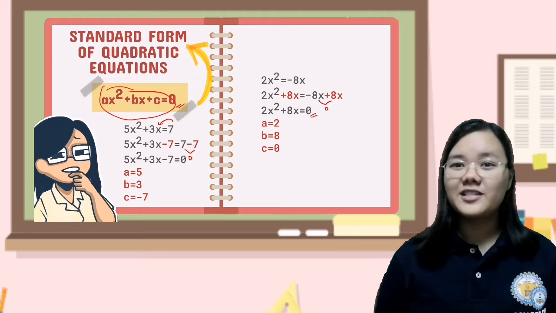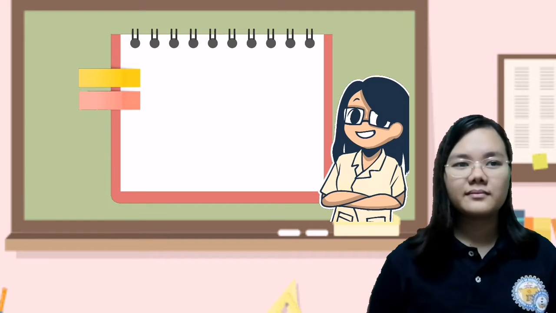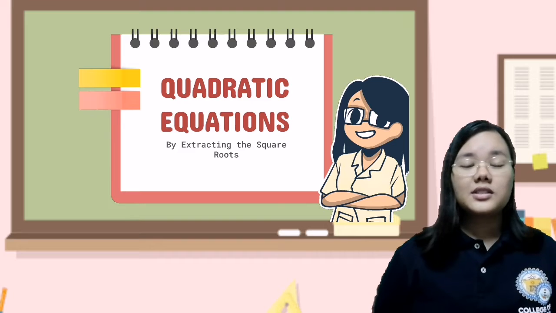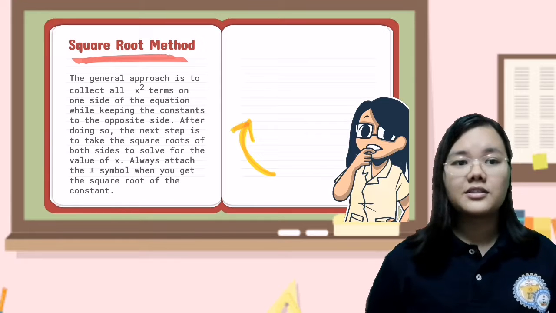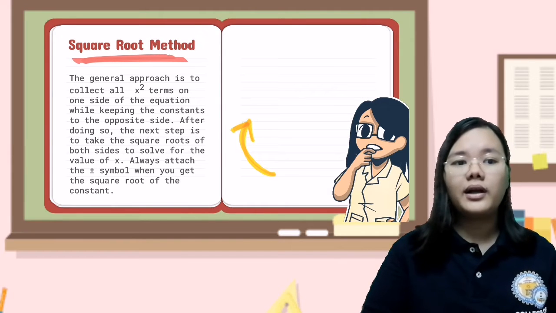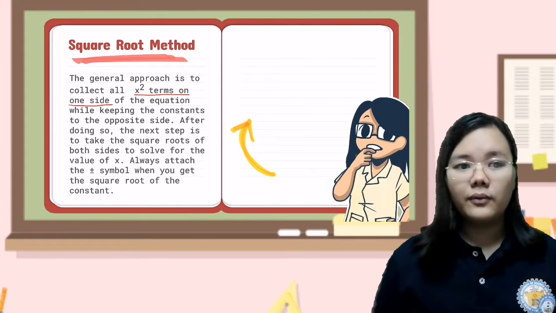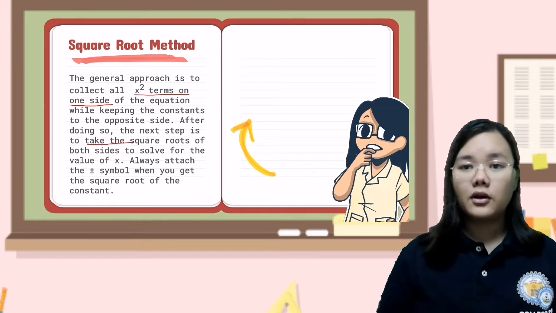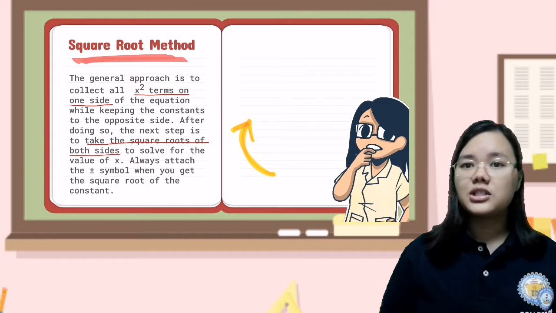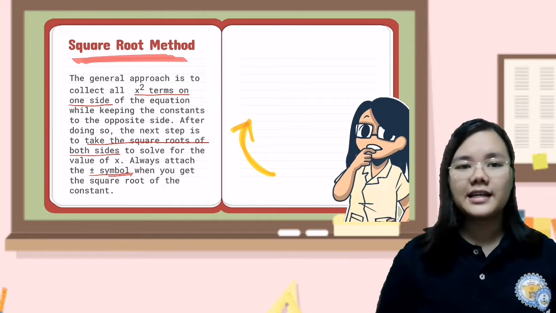Let us now proceed with our main topic, which is solving quadratic equations by extracting the square roots. The square root method. The general approach is to collect all x squared terms on one side of the equation while keeping the constant on the opposite side. After doing so, the next step is to take the square root of both sides to solve for x. Always attach the positive and negative symbol when you get the square root of the constant.